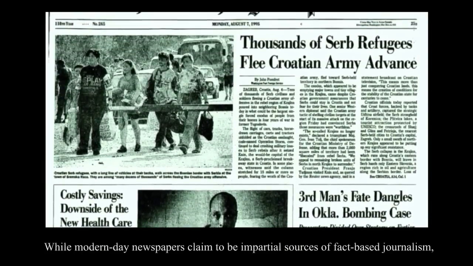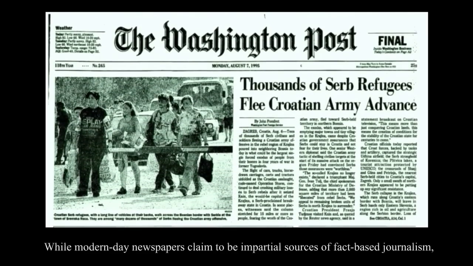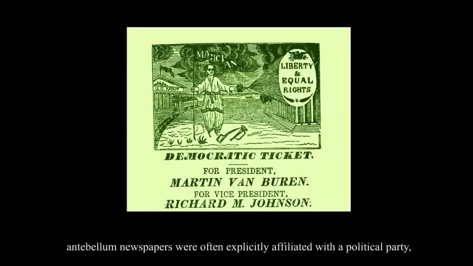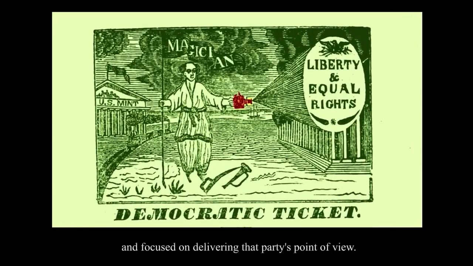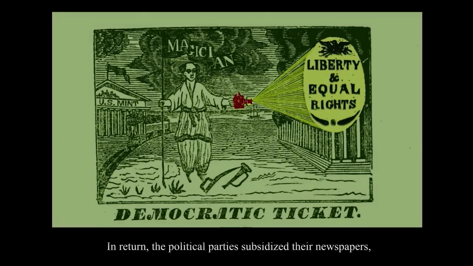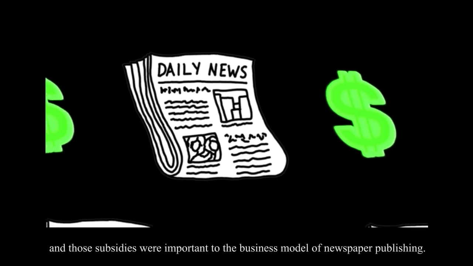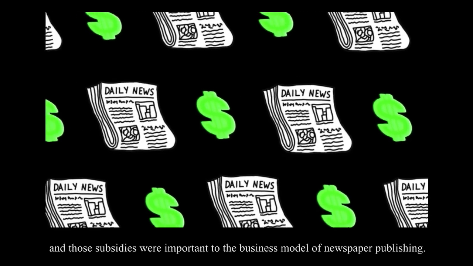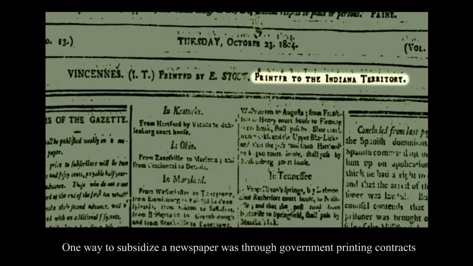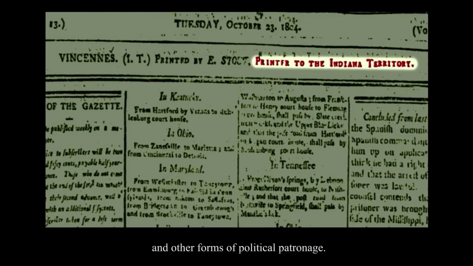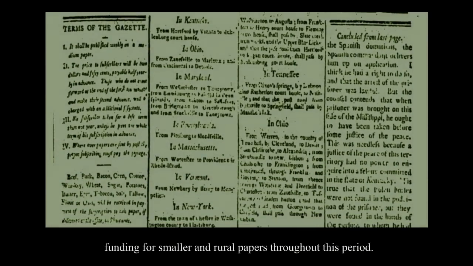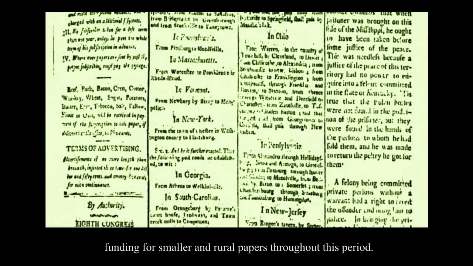While modern-day newspapers claim to be impartial sources of fact-based journalism, antebellum newspapers were often explicitly affiliated with a political party and focused on delivering that party's point of view. In return, the political parties subsidized their newspapers, and those subsidies were important to the business model of newspaper publishing. One way to subsidize a newspaper was through government printing contracts and other forms of political patronage. These printing contracts remained a significant source of funding for smaller and rural papers throughout this period.